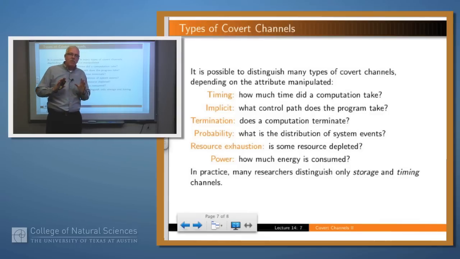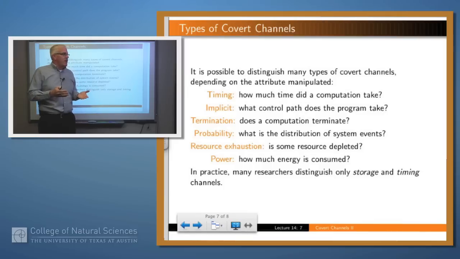Okay, so we've looked at 4 different examples of covert channels, and they're all quite different. As you might guess, any way in which H can modify some system attribute that L can sense is a way in which information can flow. And so people have looked at this problem and given kind of a taxonomy of different ways that might happen. For example, you might have a timing channel which looks at how much time a particular computation takes, or an implicit channel which looks at the flow of information through the control flow of a program. A termination channel, does a particular computation terminate or not?